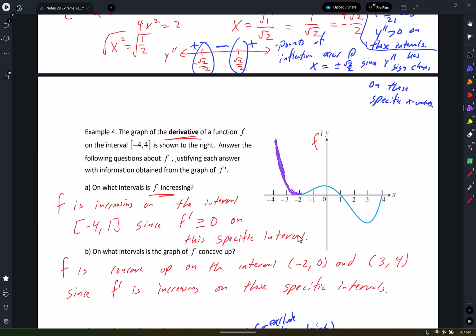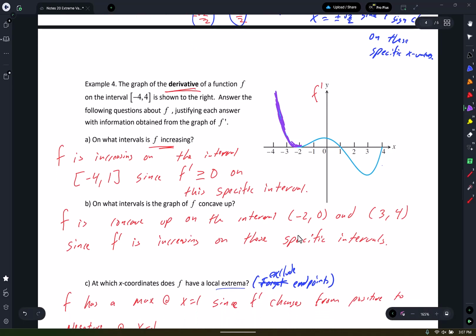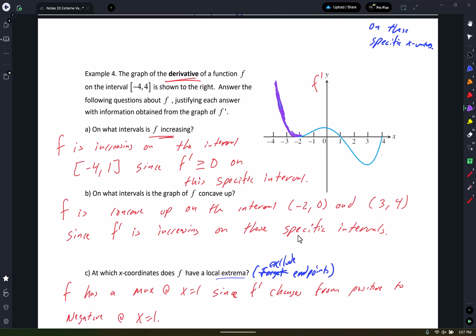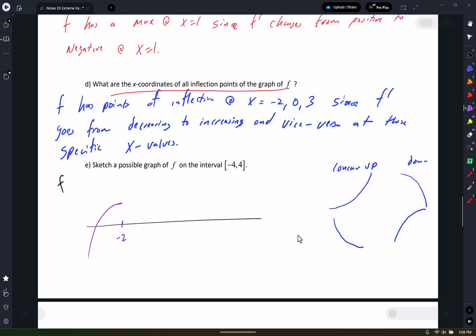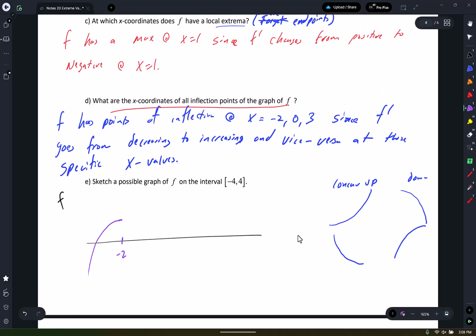Perfect. So draw me an increasing concave down graph from -4 to -2, and at -2 a horizontal tangent. So like this. What did I say? Increasing concave down. And then right at -2, horizontal tangent. There it is. So that part is that part. Increasing concave down. Are we still okay?